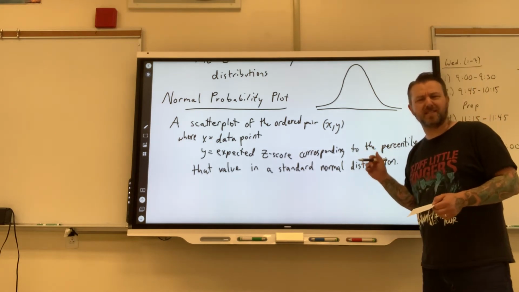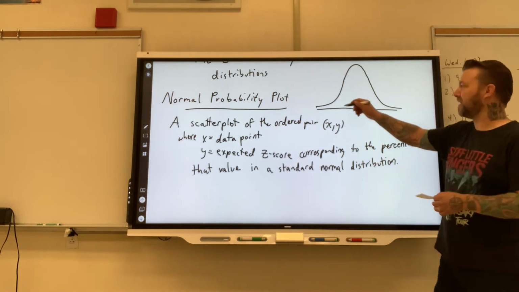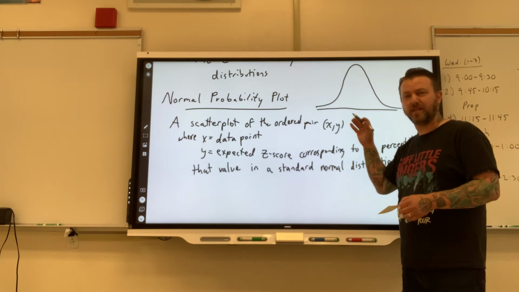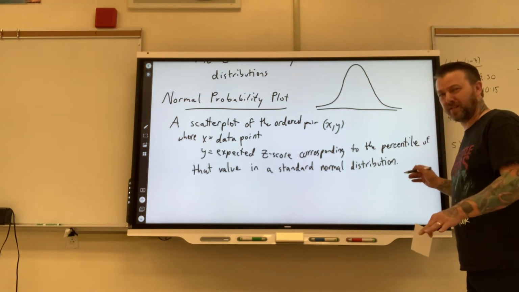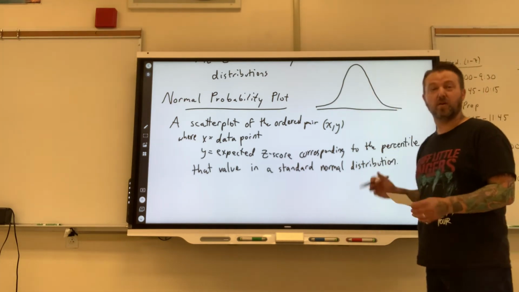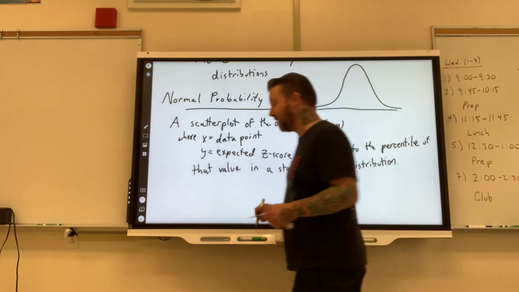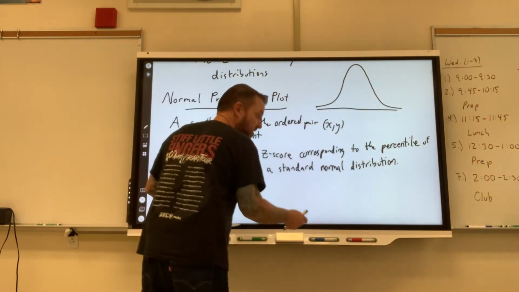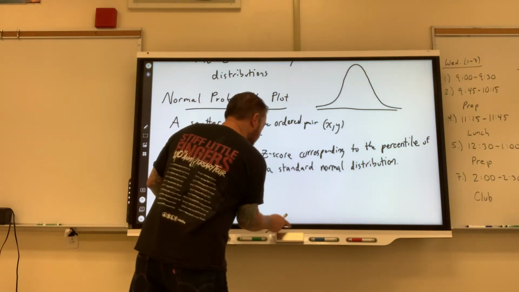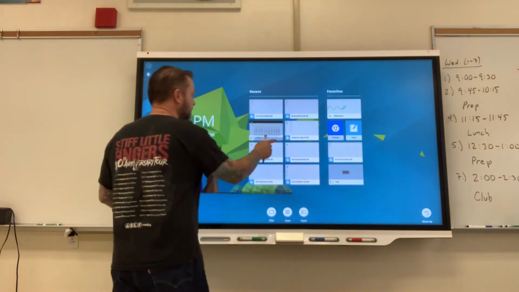Now, if it's actually normal, then the z-score should be right about where it would be. Does that make sense? Like on our skewed graph, it's going to be a little bit different. On this one, it's going to be where it should be. So what's going to happen is, let's look at some examples.